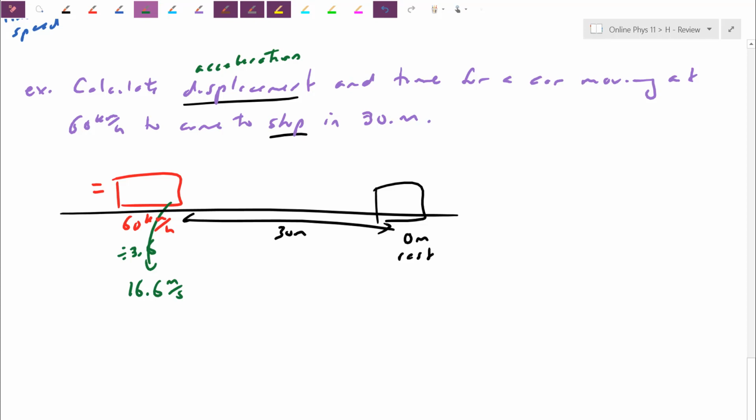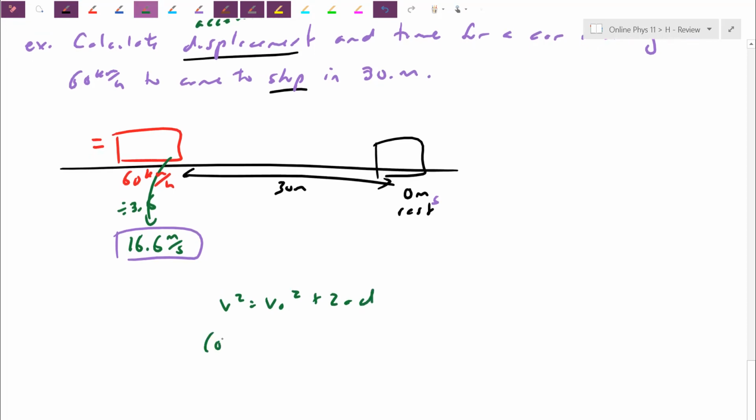Let's find the other variables that we don't know. This time I know v i, I know the v f, which is 0 meters per second here. I know the d. I can find acceleration. Maybe I use the formula v squared equals v naught squared plus 2ad. I would still write out the formula.